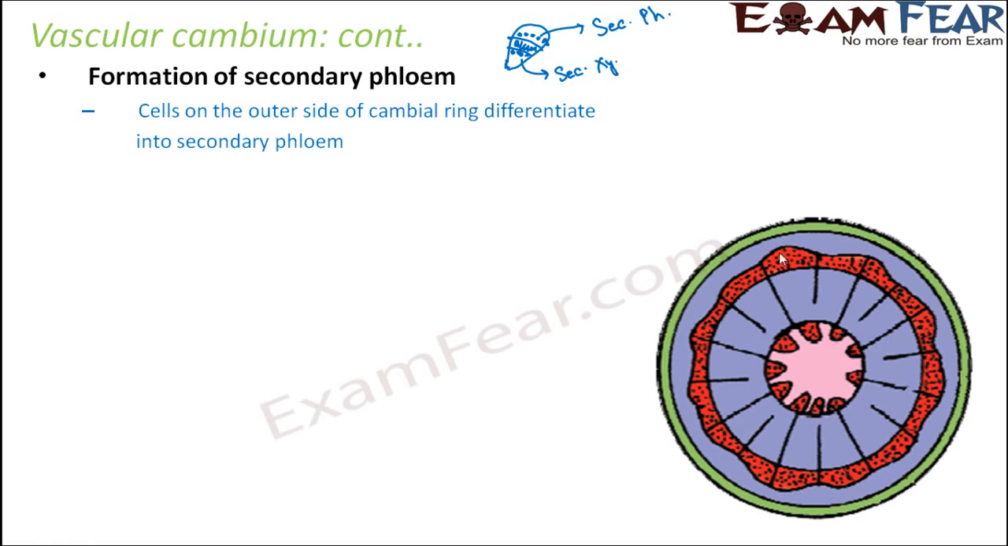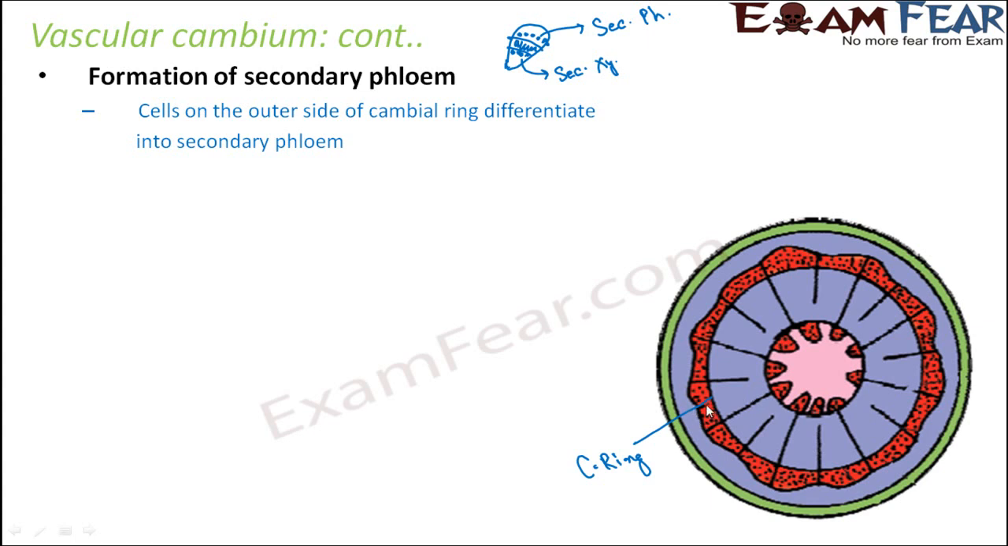So something like this. This is the cambial ring. This ring which you see here, that is the cambial ring. So you can mark it as cambial ring, right? So this is your primary xylem. Inside you have the primary xylem and outside you have the primary phloem. So cambial ring is formed between primary xylem and primary phloem.